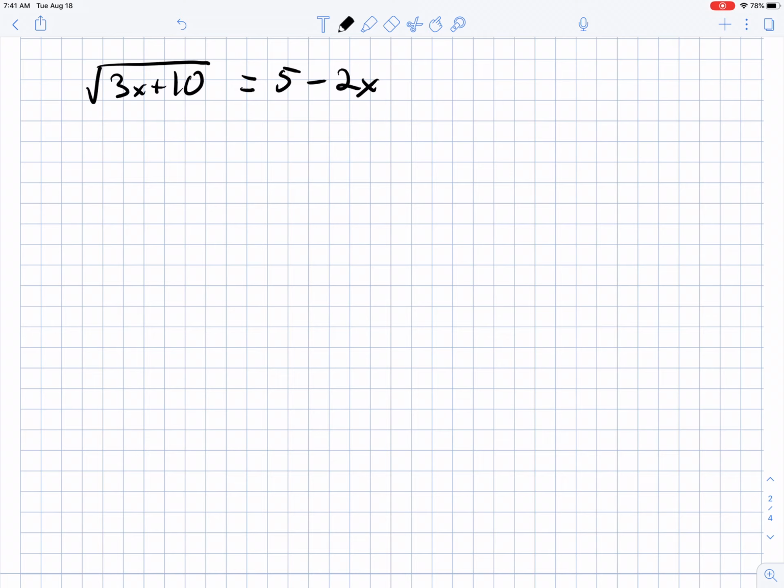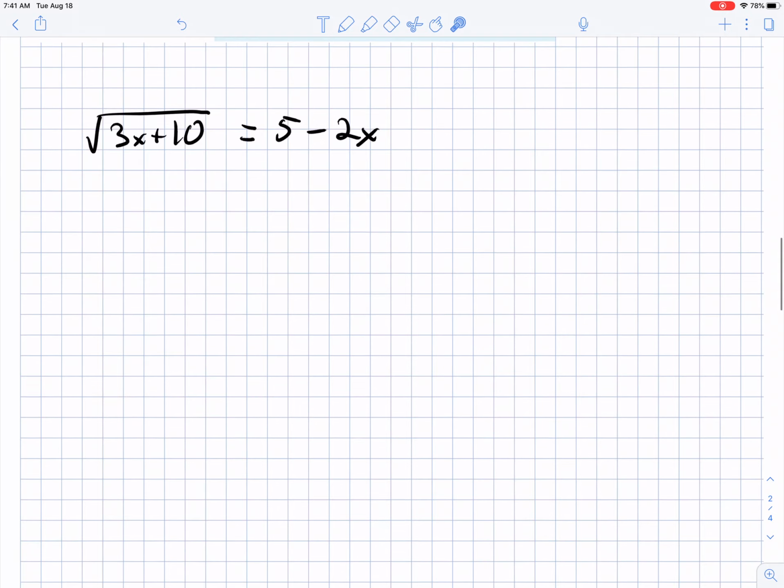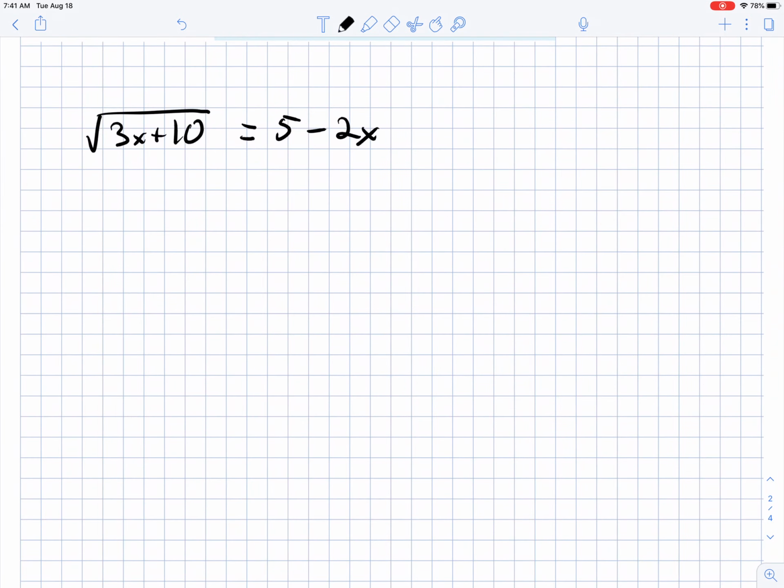So with something like this, when solving a radical equation, what we want to do is first isolate the radical. The radical is already isolated for us, so we've already gotten that by itself. Then after we isolate the radical, we want to get rid of the radical by doing the inverse operation. The inverse of square root is to square both sides. Square the entire left-hand side and square the entire right-hand side. When I say both sides, I mean the left and right side of the equal sign.